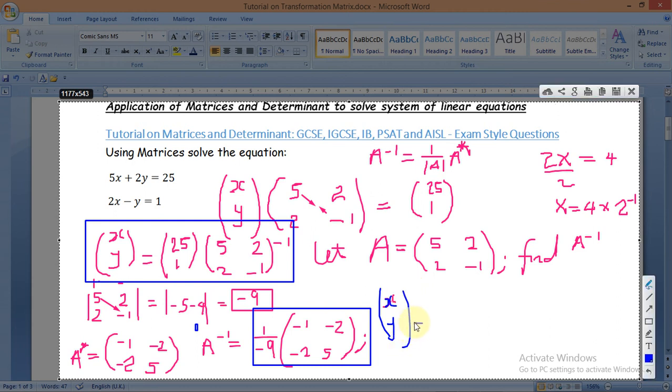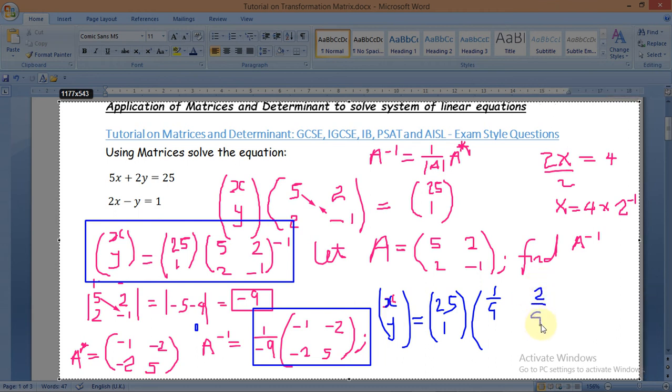So xy equals, I'm going to use 2, 5, 1. This is a 2 by 1 matrix, 2 rows and 1 column. Then to multiply this, let me just multiply out. Minus 1 times minus 1, so that's 1 over 9. Don't forget your scalar product. So minus 1 over 9 times minus 2 is 2 over 9. Also, minus 1 over 9 times minus 2 here will be 2 over 9. Then finally, this will give me minus 5 over 9.